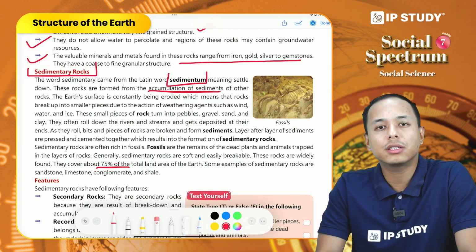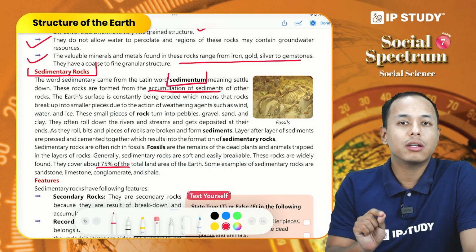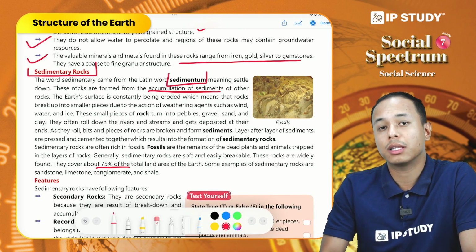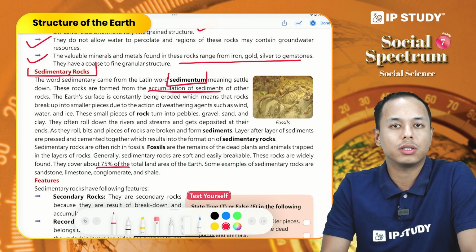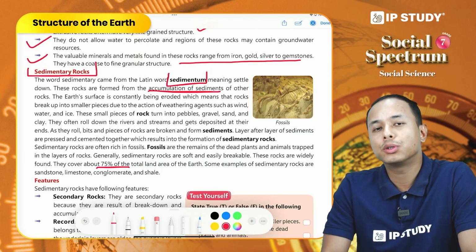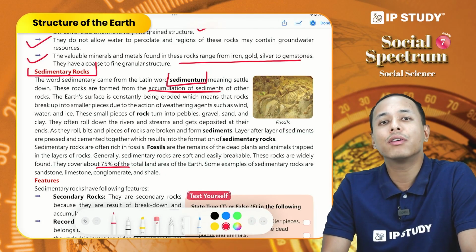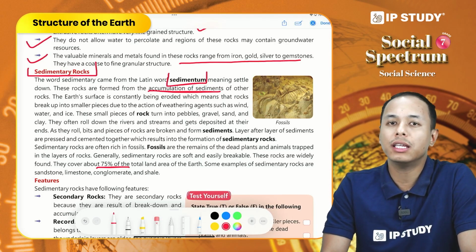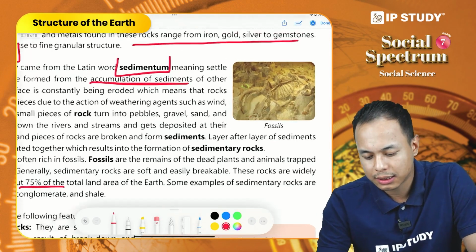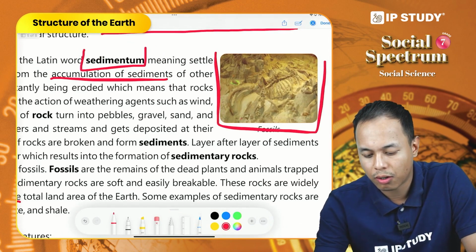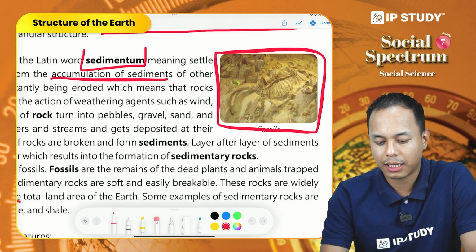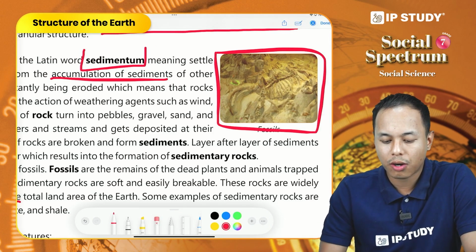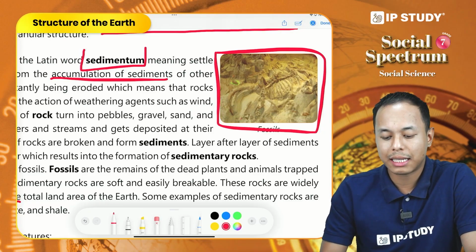Another important feature is that in sedimentary rocks we find fossils, or they are very rich in fossils. So what are fossils? Fossils are the remains of dead plants and animals that are trapped in the layers of the rock. Okay, see, this is an example of a fossil. We can see the remains or the imprints of a particular animal that has been trapped.